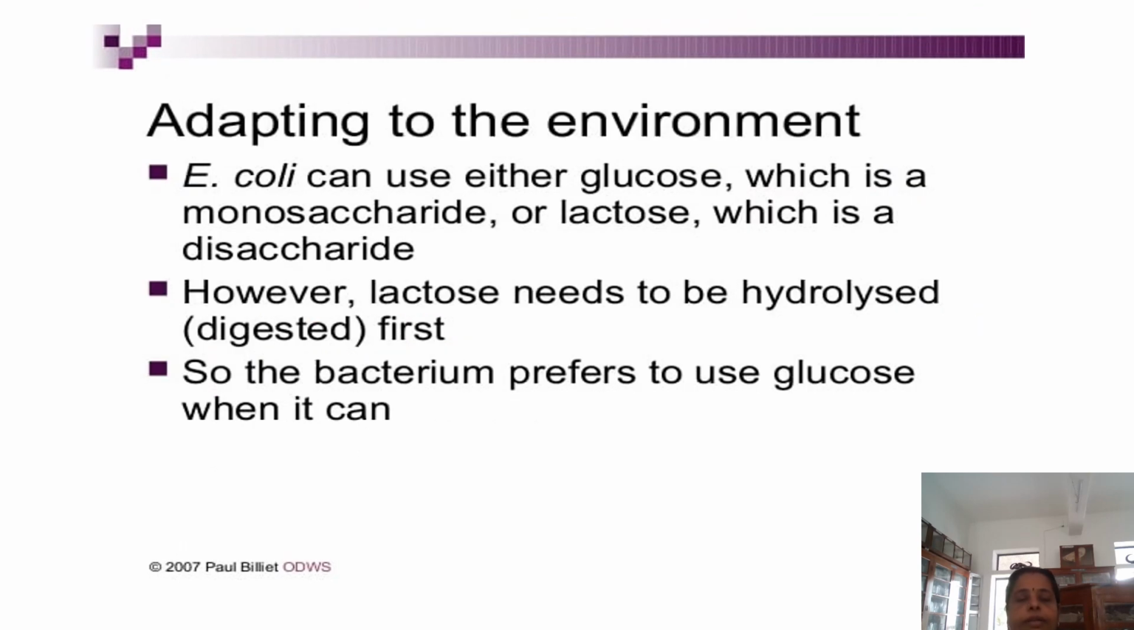Adapting to the environment. E. coli can either use glucose, which is a monosaccharide, or lactose, which is a disaccharide. However, lactose needs to be hydrolyzed first. So the bacterium prefers to use glucose when it can.